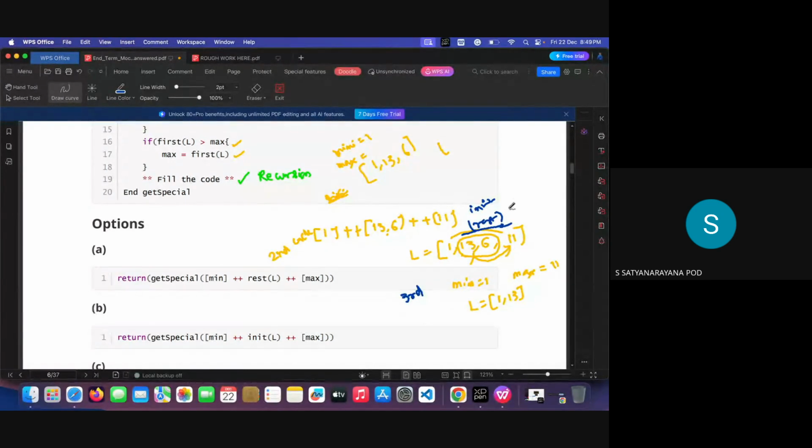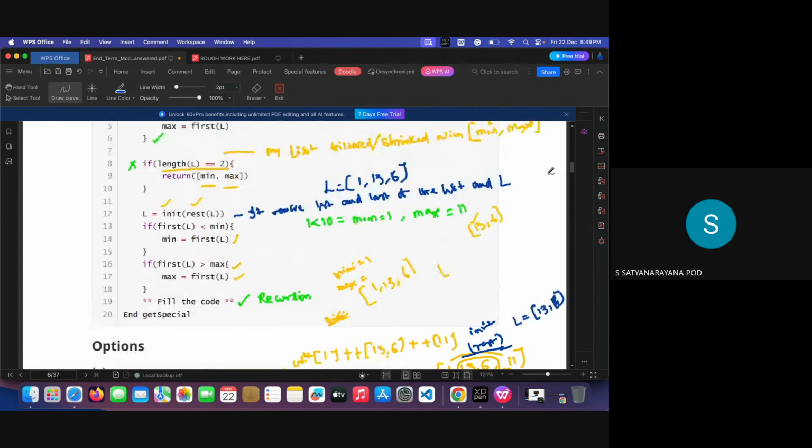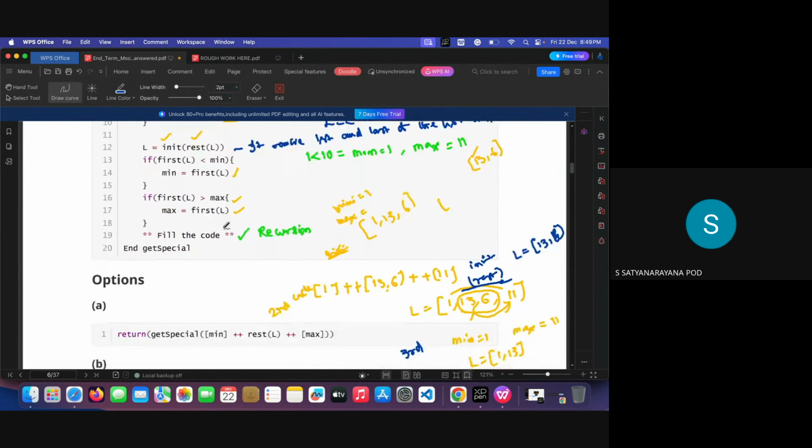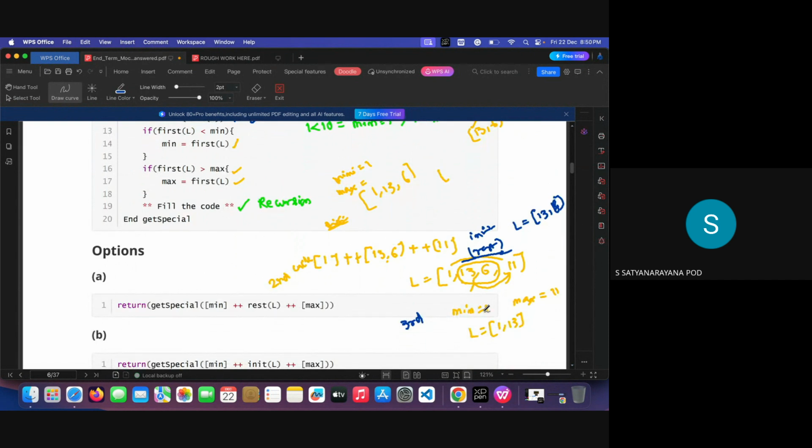What does my L contain? 13 and 6. Exactly, 13 and 6. So now we are going here, 13 and 6. So my first of L is 13. Is it less than min? My min is already 1, so no change in the min. No issue, this is not updated.